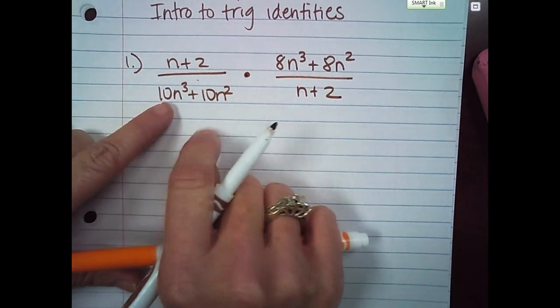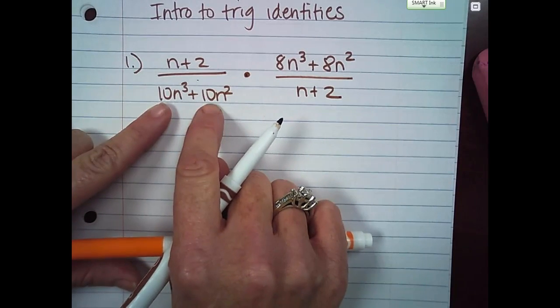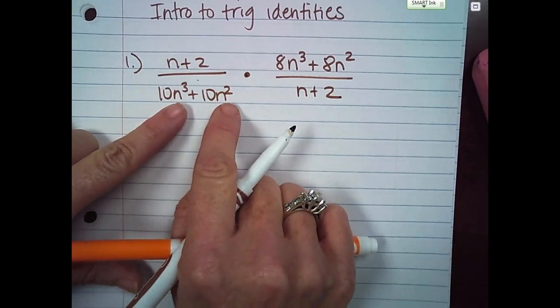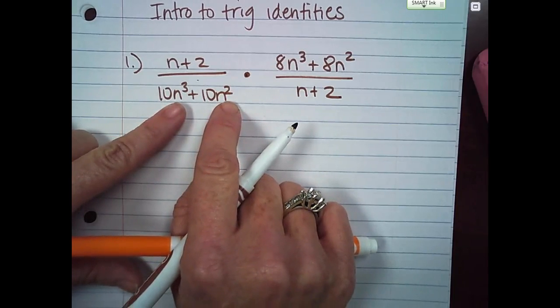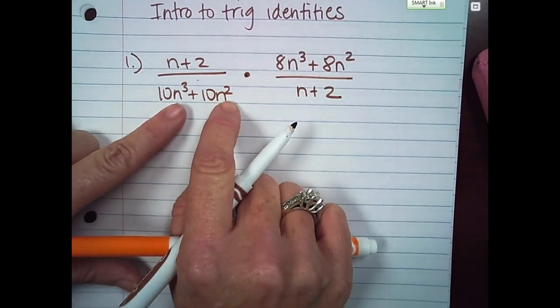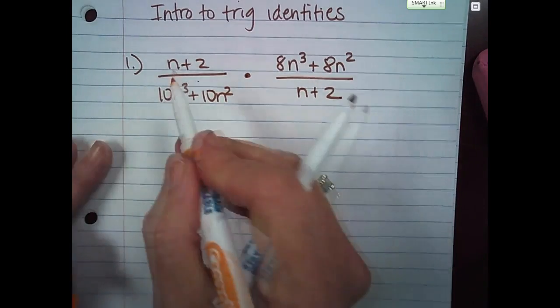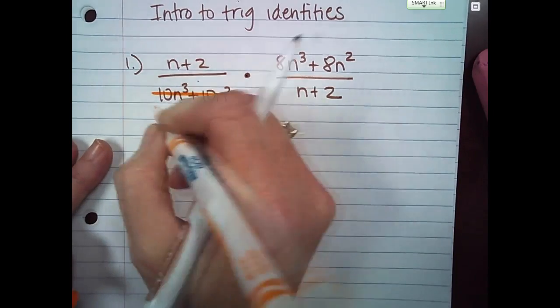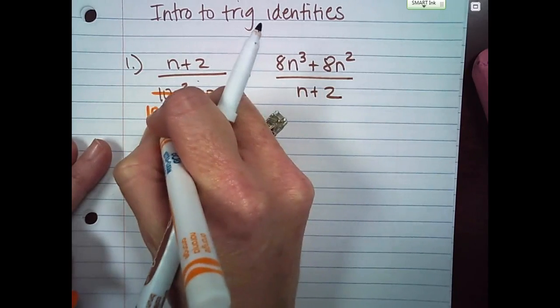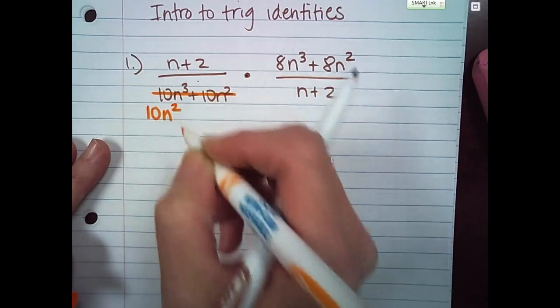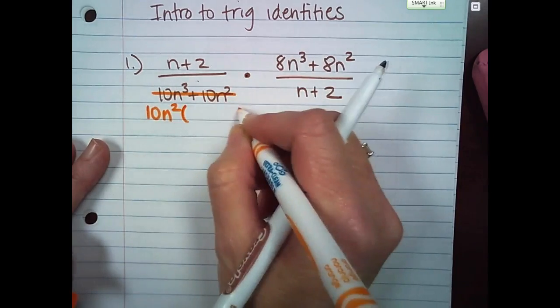What common factor? I've got a 10 and a 10. They both have 10s, and I've got an n cubed and n squared. You take out the lowest power, which is n squared. Good. So neatly draw a line through here and write what we decided to take out: a 10, an n squared. And then you're going to write what's left over.